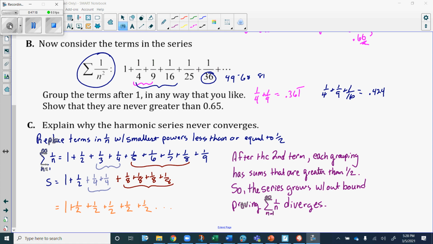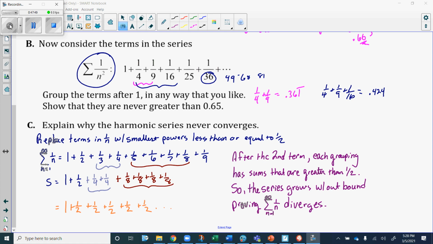So as we move through the sequence of 1 plus 1/2 plus 1/3 plus 1/4, etc., we start to see things that are going to be less than or equal to 1/2. So when we get to the 1/3, that's where we start to replace those terms with things that are less than or equal to powers of 1/2. So that's where we get the 1/4 and the 1/4. And the next 4 terms get replaced with 1/8, 1/8, 1/8, 1/8. And then the next set of terms would be replaced with 1/16 plus 1/16.